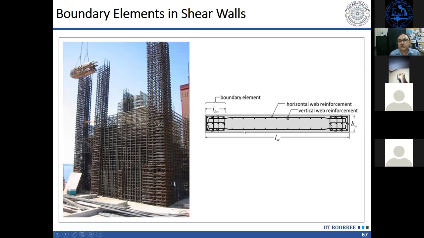Here you can see the cross section. This portion is the web. In the web, you can provide lower reinforcement, but in the boundary elements, you have to provide larger reinforcement. If you are concentrating more reinforcement in the boundary elements, then the moment capacity will also increase because the lever arm is going to increase. At the same time, this will provide better confinement. If you have more longitudinal bars, which are restrained against lateral, outward movement, you will get better confinement.